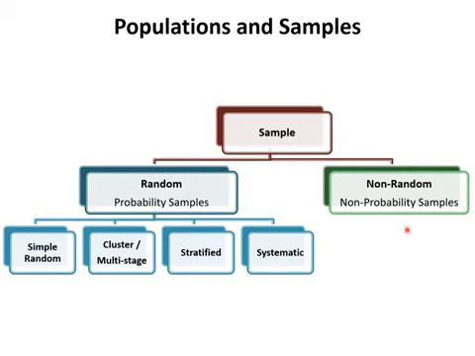For the non-random sample, we have two types. The first one is convenience sampling, which is the simplest type of sampling, and it just depends on the availability. For example, if we want to do a survey for dentists, including 30 dentists, we can select the first 30 dentists that we meet.